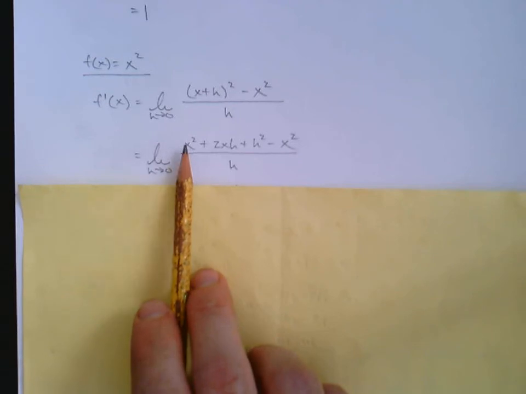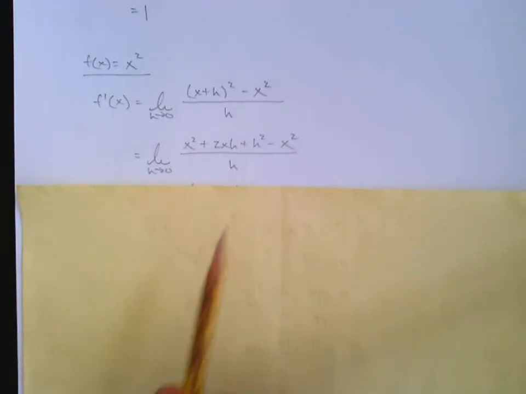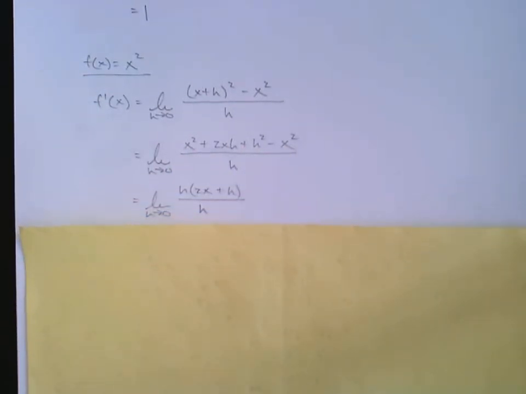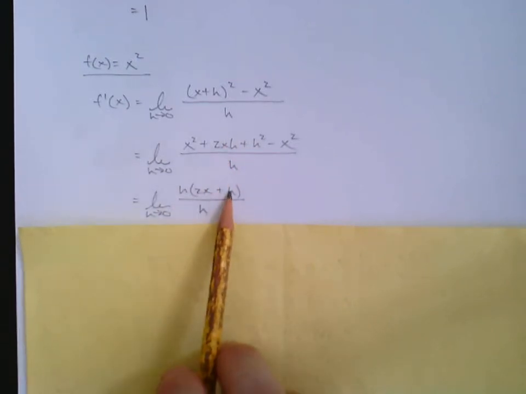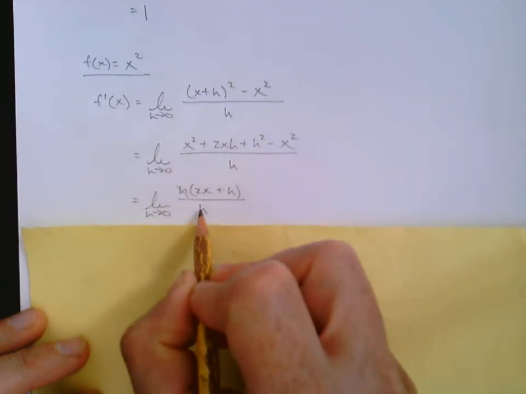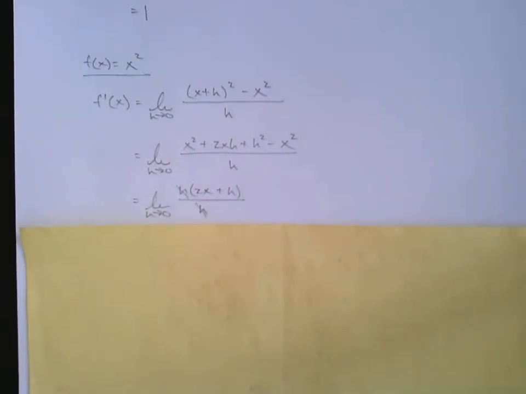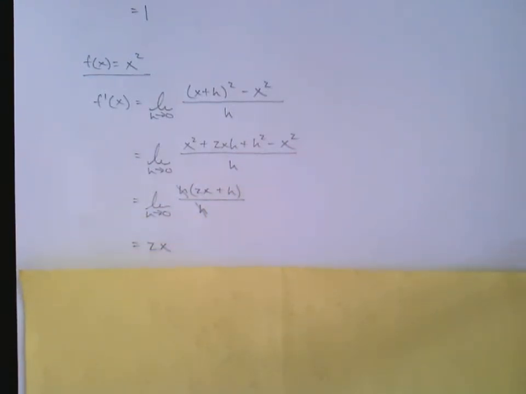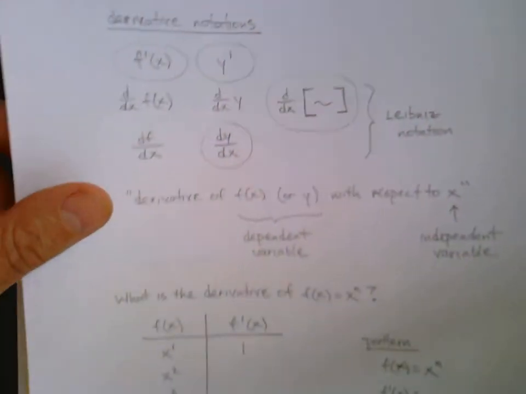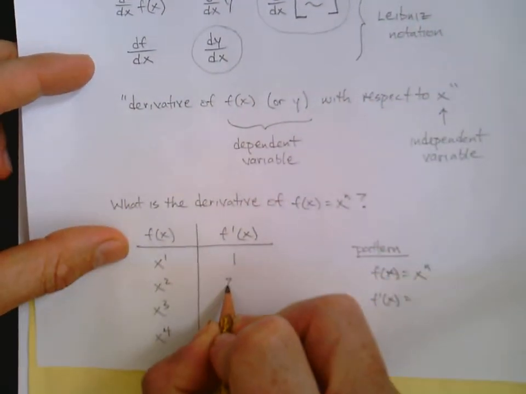So of course those x squareds cancel. And from what's left, 2xh plus h squared, we can factor out an h. Then these cancel. Finally, we can plug in the 0, and this equals just that 2x. So if f of x equals x squared, f prime of x equals 2x. All right, let's go back over here. 2x.